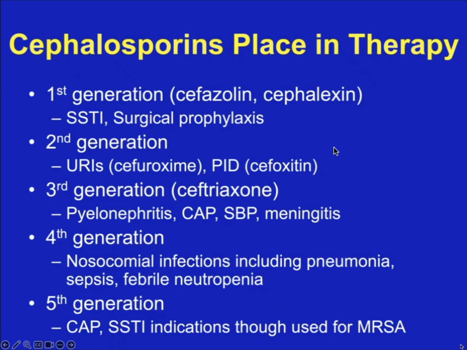You have Pseudomonas, and you cover nosocomial infections because you have drugs that now cover Pseudomonas, like cefepime. And the fifth generation that we just went over, its indication is one thing, but its use is actually for MRSA. That's cephalosporins in a nutshell.